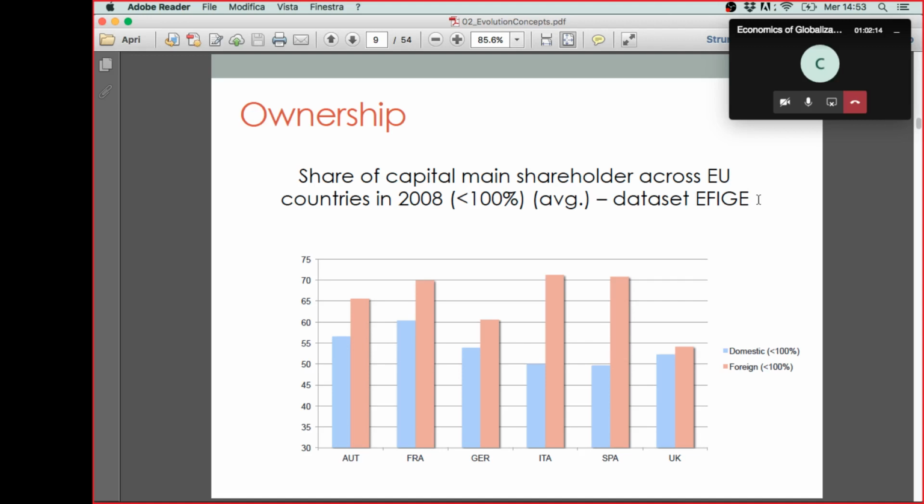Okay, and what I'm showing you here for different countries, Austria, France, Germany, Italy, Spain, and UK, is the average share that is owned when the main shareholder is domestic, which is the light blue bar, and what is the average share of the capital stock that is owned by the main shareholder when the main shareholder is foreign. Okay, which is the pink or light red bar.